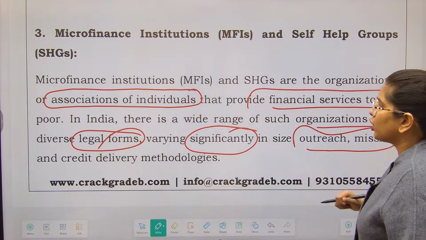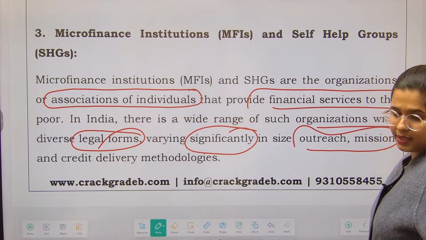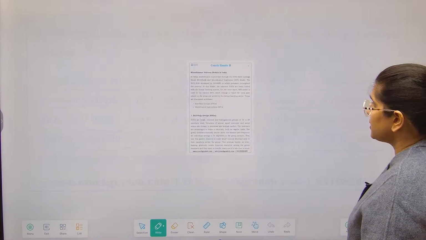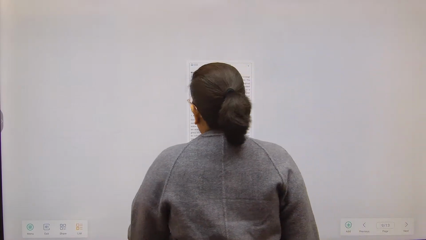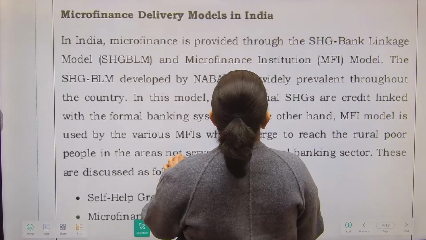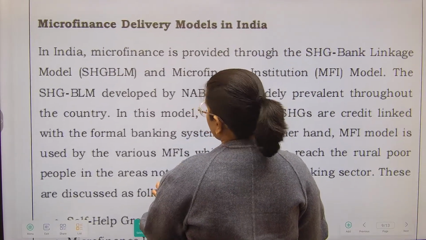So let's come back to the topic. So yes, we are discussing the broader aspects of the microfinance institutions. Let us see now, how do these delivery models work? Microfinance related delivery models in India. Let us see that.